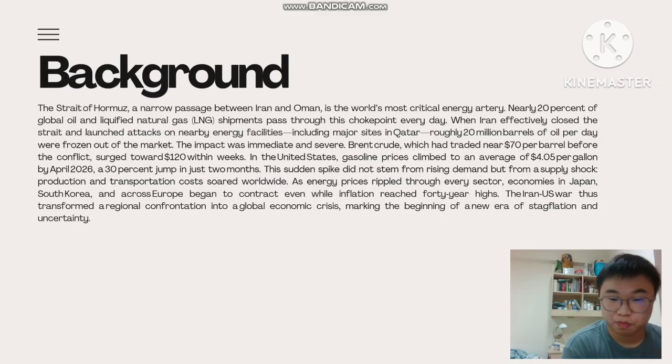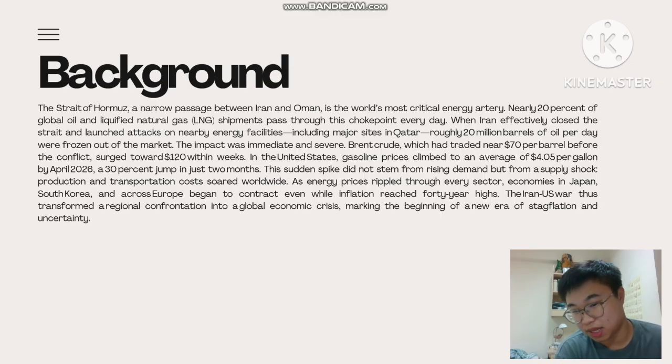For example, Brent crude oil, which had traded at around $70 per barrel before the conflict, surged to $120 within weeks. In the US, gasoline prices climbed to an average of $4.05 per gallon by April 2026, which is a 30% jump. This sudden spike did not stem from rising demand but from a supply shock. Production and transportation costs also soared worldwide.